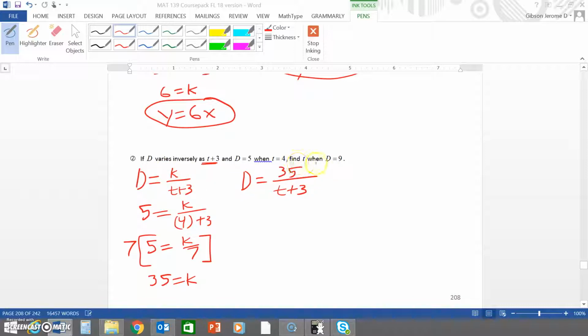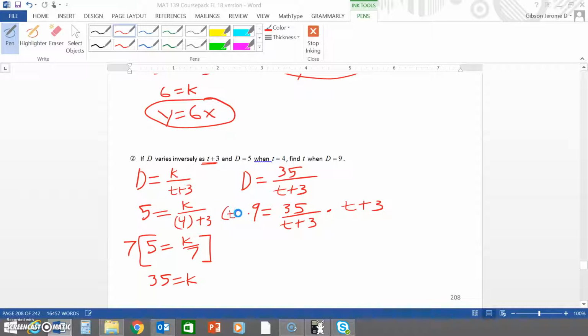So now they tell us find t when d is 9. So we'll make 9 is equal to 35 over t plus 3. Now we have to get rid of this t plus 3 in our denominator, so we'll multiply each side by t plus 3.